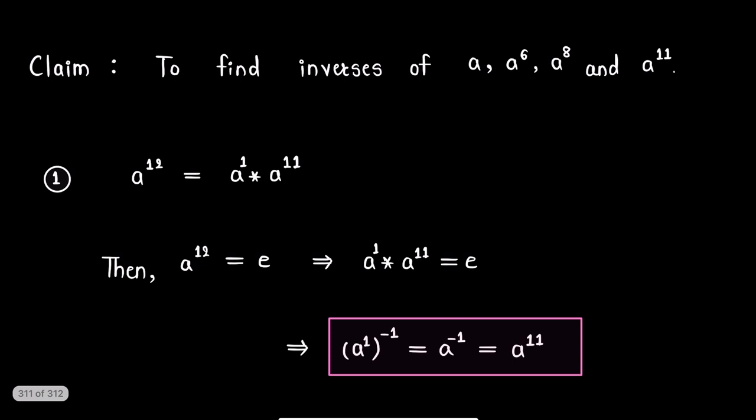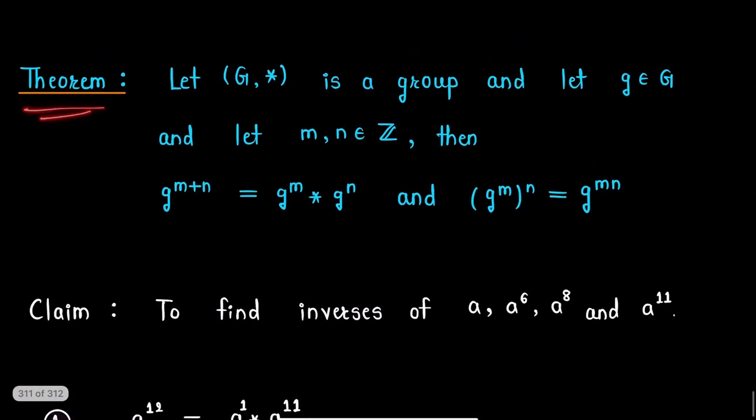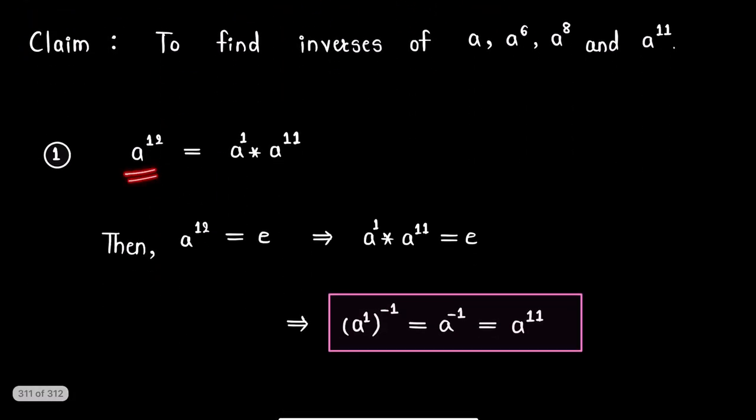Now our aim is to find inverses of elements a, a^6, a^8 and a^11, and we are given that a^12 is the identity element of group G. Note that from the above theorem we can write a^12 as a^1 star a^11. Here we have assumed that star is our binary operation. Then a^12 equals identity will imply a^1 star a^11 will be identity.